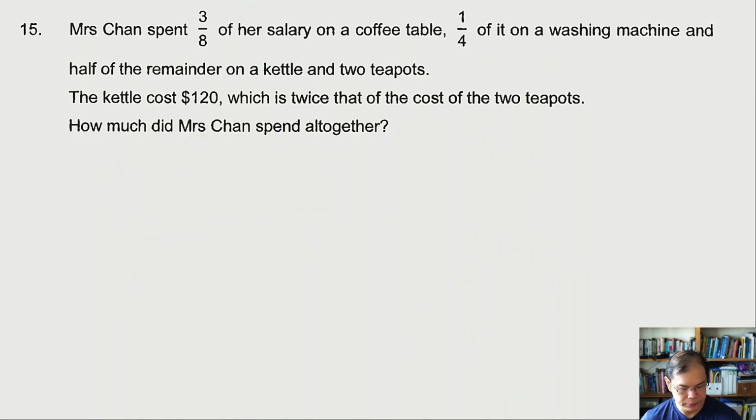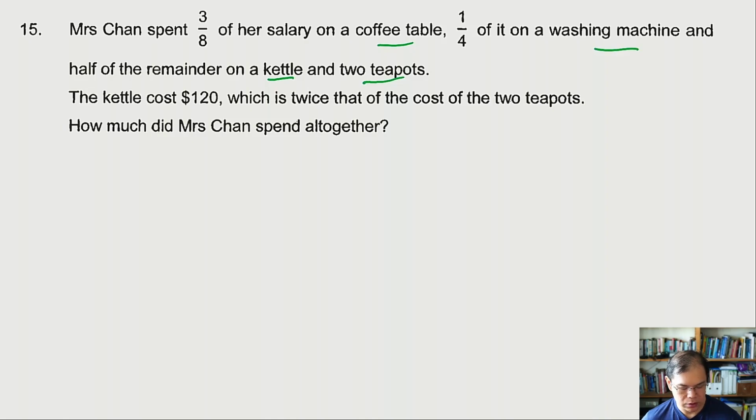Last question. Mrs. Chan spent 3/8 of her salary on a coffee table, 1/4 of it on a washing machine, and half of the remainder on a kettle and 2 teapots. So there are 4 items here. We have the coffee table, the washing machine, we have a kettle, and 2 teapots. Okay, after that they tell you the kettle costs $120, which is twice the cost of the 2 teapots. How much did Mrs. Chan spend altogether?